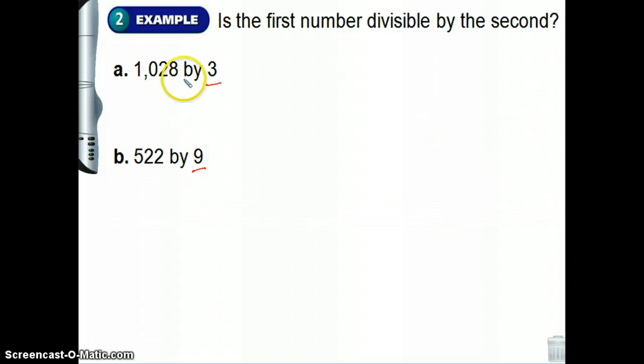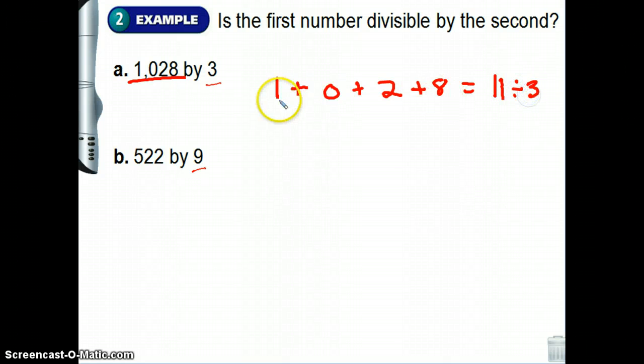add up the digits. So I'm going to take this number: 1 plus 0 plus 2 plus 8. Now, I know 1 plus 0 is 1, 1 plus 2 is 3, 3 plus 8 is 11. So is 11 divisible by 3? My answer would be no. Okay? And why would you say that? Well, if you show your work, you would know that this is not a whole number. Okay? It's actually going to give me a decimal.